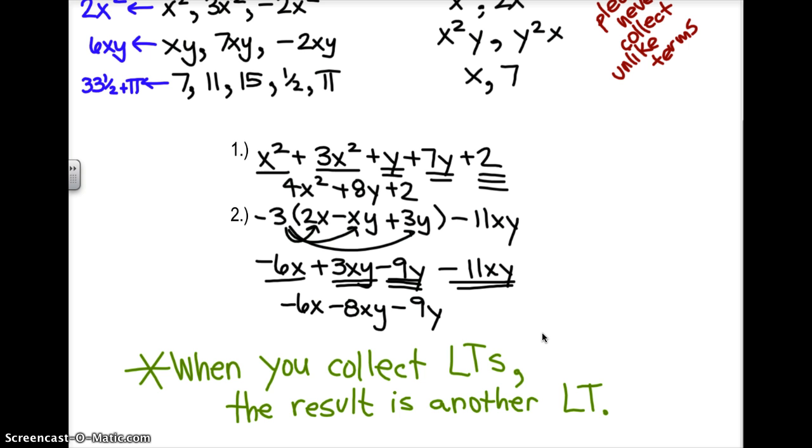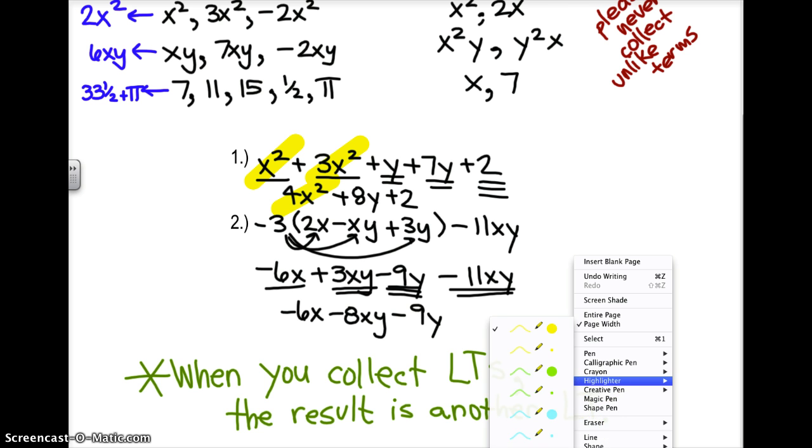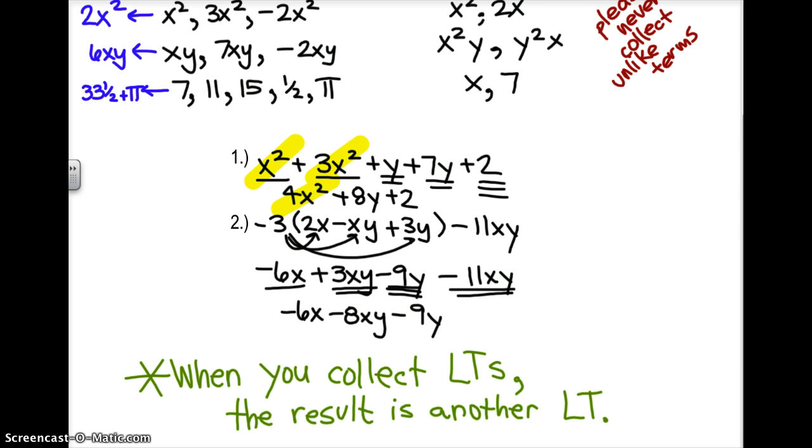Okay. Let's look at the like terms we collected in that first one. X squared, 3x squared, those were our like terms. The answer was 4x squared, not 4x to the 4th. Okay? Not 4x to the 4th. Another one. 3xy. Negative 11xy. The answer is a like term, that negative 8xy. The x and the y stay the same. So when you collect like terms, you get a like term.